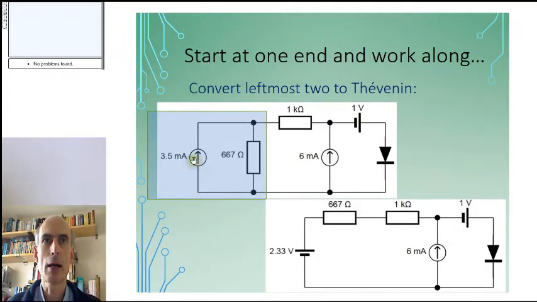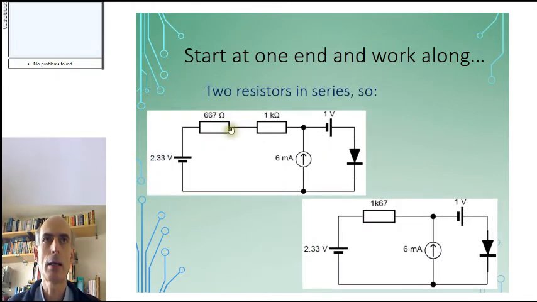Next, I have a Norton equivalent form here, which I can convert to a Thevenin equivalent form, and if I did that, I would get a voltage source here and a series resistor. I now have 2 resistors in series. I can combine those 2 resistors in series to a single series resistor, 1K67 in this case.